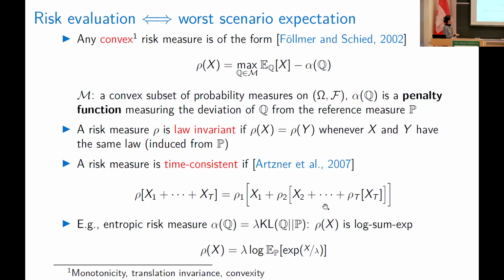Then a classic example to give you is what we call the entropic risk measure. Basically, that means that we choose this alpha of Q to be the KL divergence between Q and P, with lambda being the risk-averse preference of the decision maker.